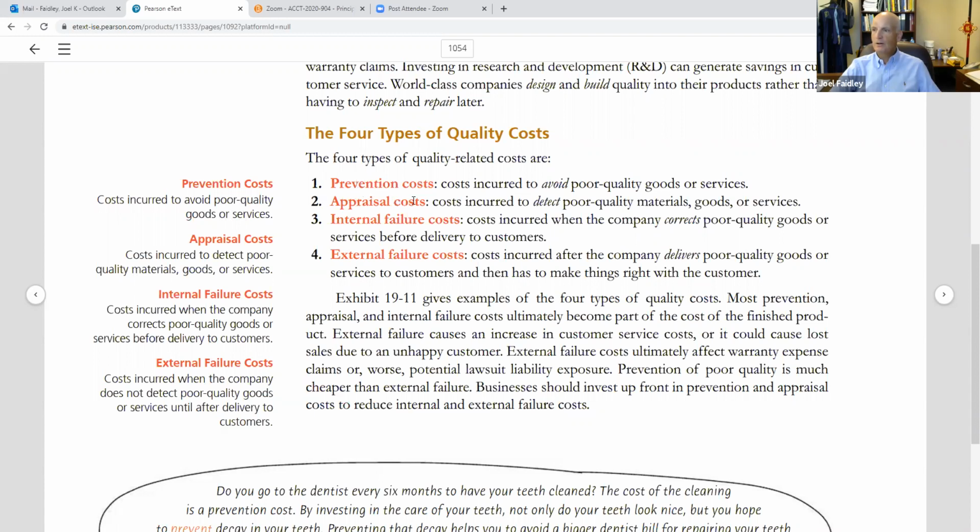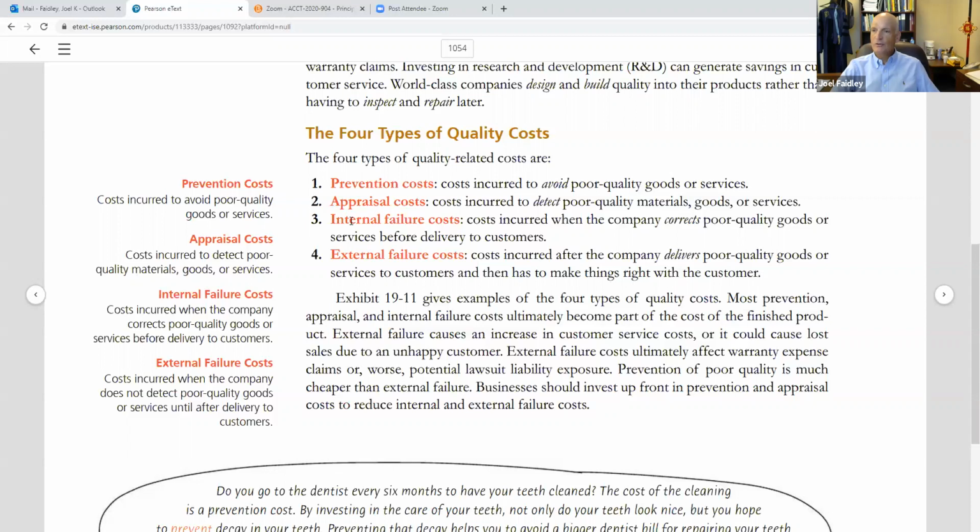What's appraisal cost? It used to be called inspection, but you don't hear that term anymore, like quality control or inspection. So here it's talking about appraisal to detect poor quality. Maybe that's detection on your docks of material coming in, that you're checking that material before it even gets to your processes. I mean, that's money well spent.